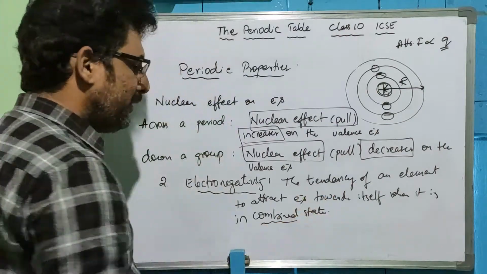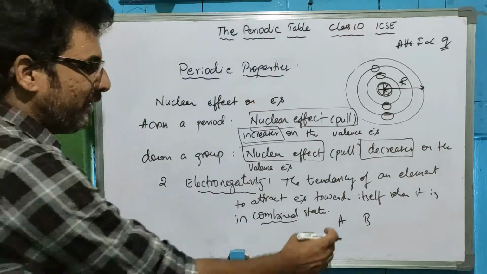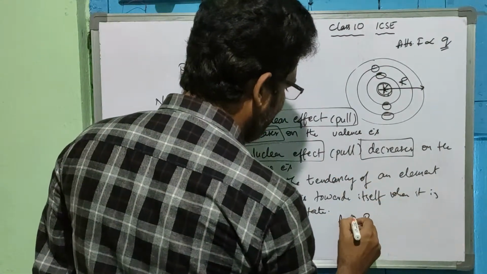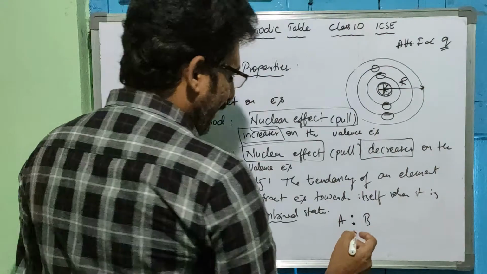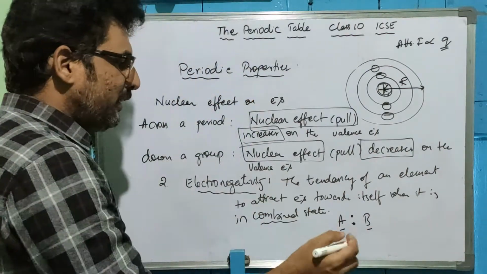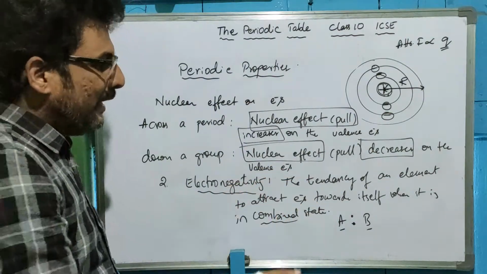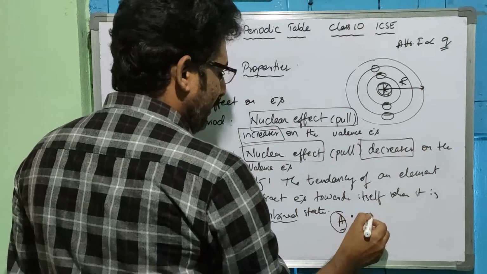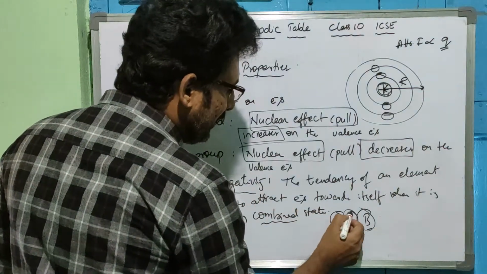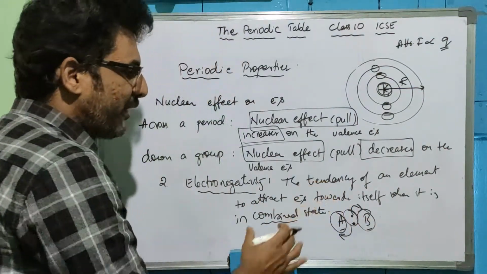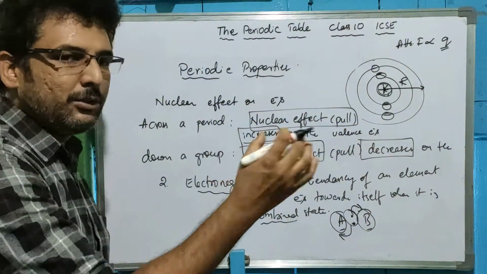So what is the meaning of this combined state? Let's take an element A and B. Element A and element B are forming a molecule by sharing electrons. That is called chemical bonding. A and B will be mutually sharing these two electrons, and they are in chemical combination because they form a chemical bond. Each element, A and B, will have a tendency to attract these electrons to itself. A will be pulling the electrons to itself, and B also will be pulling those two electrons towards itself.